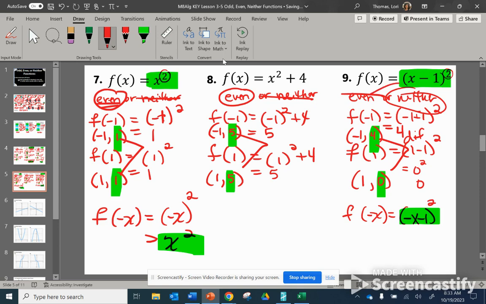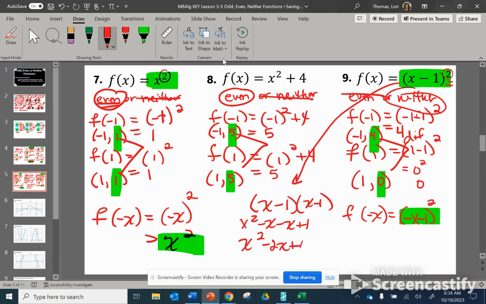So first I'm going to take a look at this one, and you can't just square the x and square the -1. We have two x minus 1s. So we're going to distribute the x. Now we're going to distribute the -1. And then we're going to combine. So this is when x is positive.